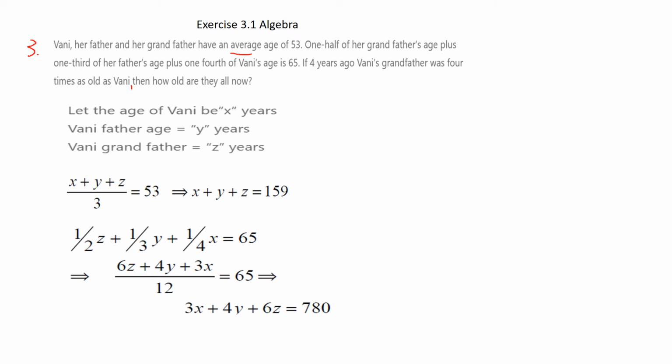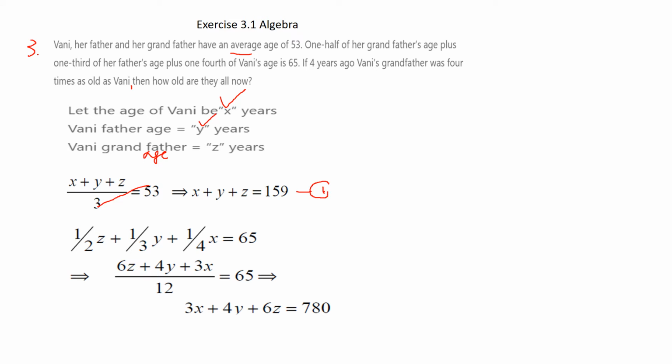So first we will take, let the age of Vani X and father's age Y and grandfather's age Z. So what is the first condition? Vani, her father and her grandfather. Average means sum divided by the number of counts. That is X plus Y plus Z by 3 equal to 53. So cross multiply. 3 into 3, 9. 3 5s are 15. That is 159. This is the first condition.